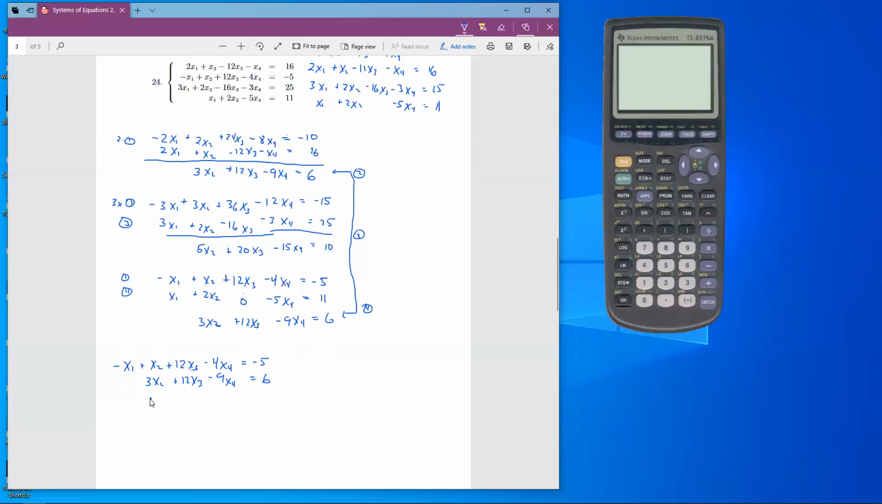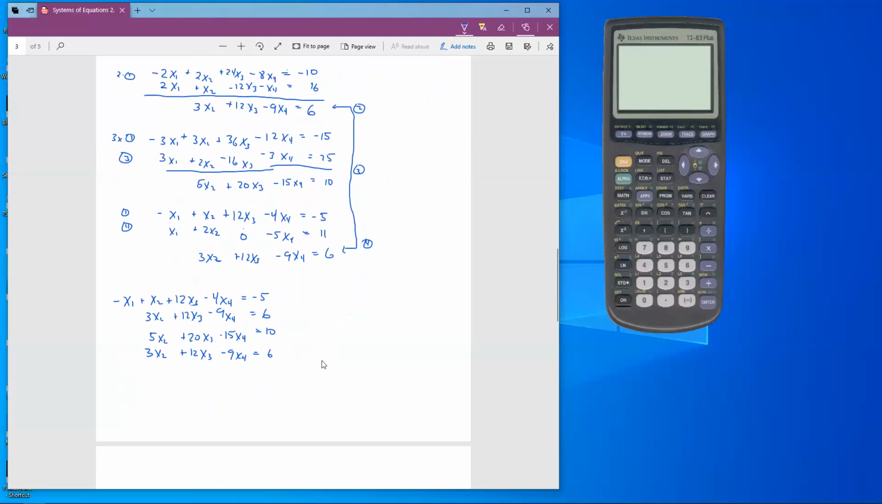Our next equation is 5x2 plus 20x3 minus 15x4, and that is equal to 10. And our new equation 4, which is 3x2 plus 12x3 minus 9x4, that's equal to 6. All right, so let's just go ahead with our algorithm. I know that there's something that's going to cancel here, but let's trust our algorithm and see how far we can get with it just by not thinking.